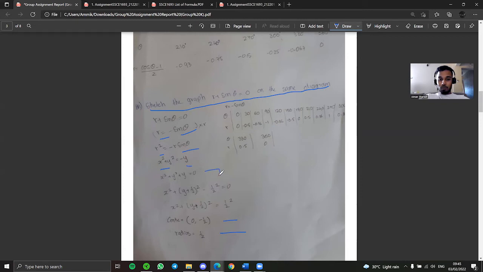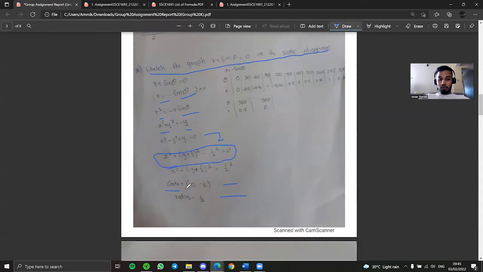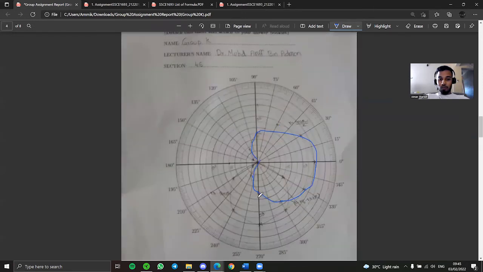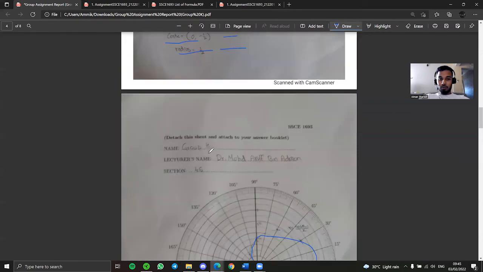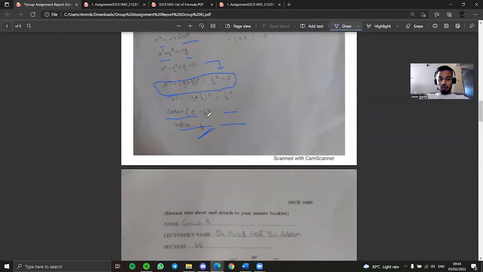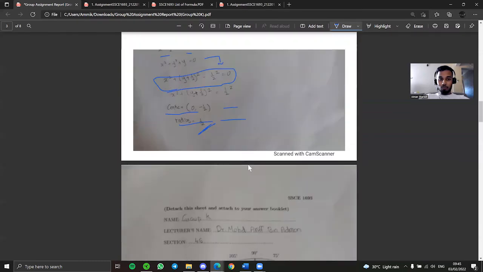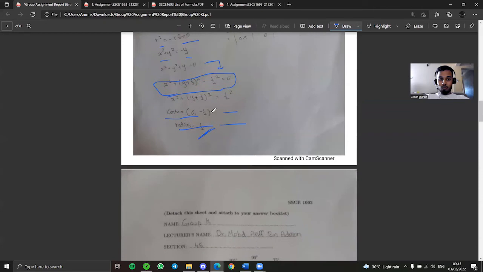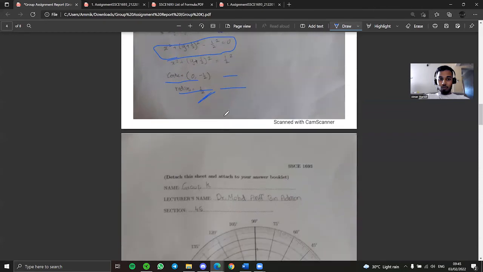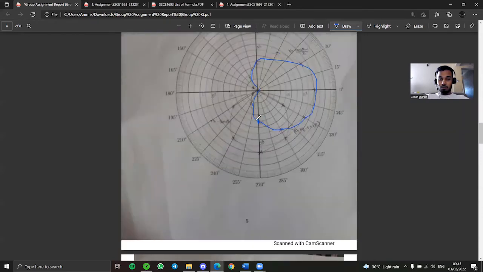After completing the square, we get the circle equation, and we can find the center and the radius. The radius is 1/2 and the center is at minus 1/2, which is here.